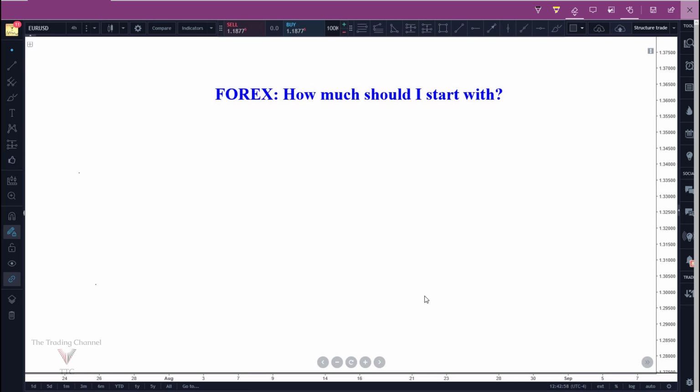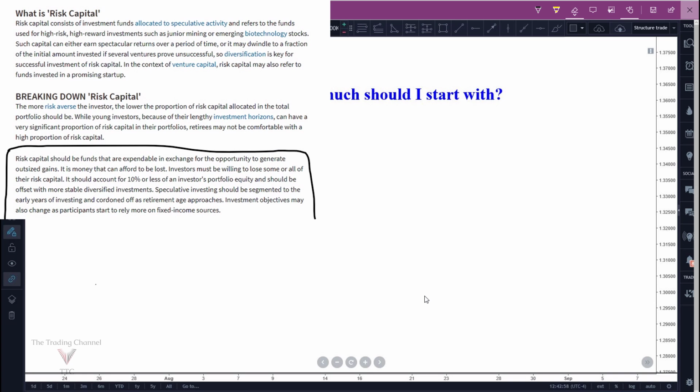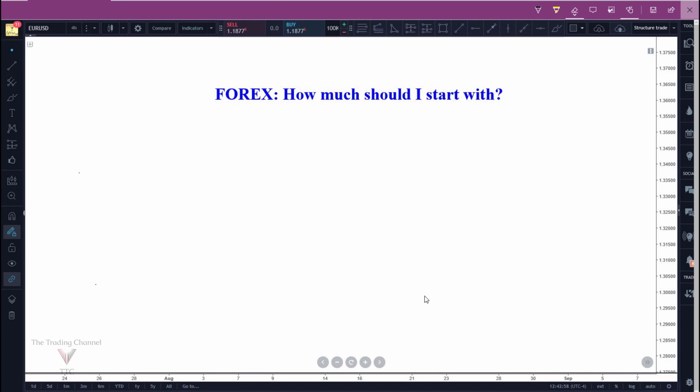And I'll throw a definition of risk capital up on the screen, but risk capital is pretty much an amount of money that you're okay losing. Risk capital is an amount of money that if you lose the entire amount, it will not affect you. It will not be detrimental to your current financial situation. So that's the first thing we are going to talk about, risk capital.